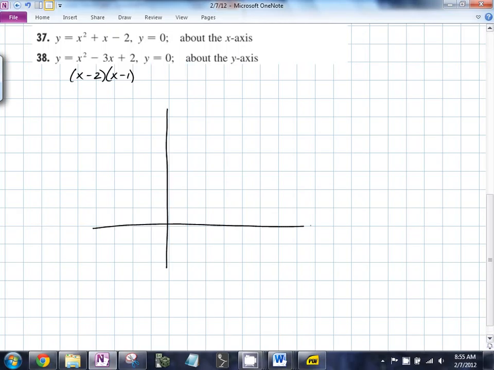So let's make the scale so it goes 2 and 1. So let's say right there and right there. Faces up. You could do the vertex. The vertex can be halfway between, right? So it looks something like this. Like that, right? Y equals 0. That's also known as the what?